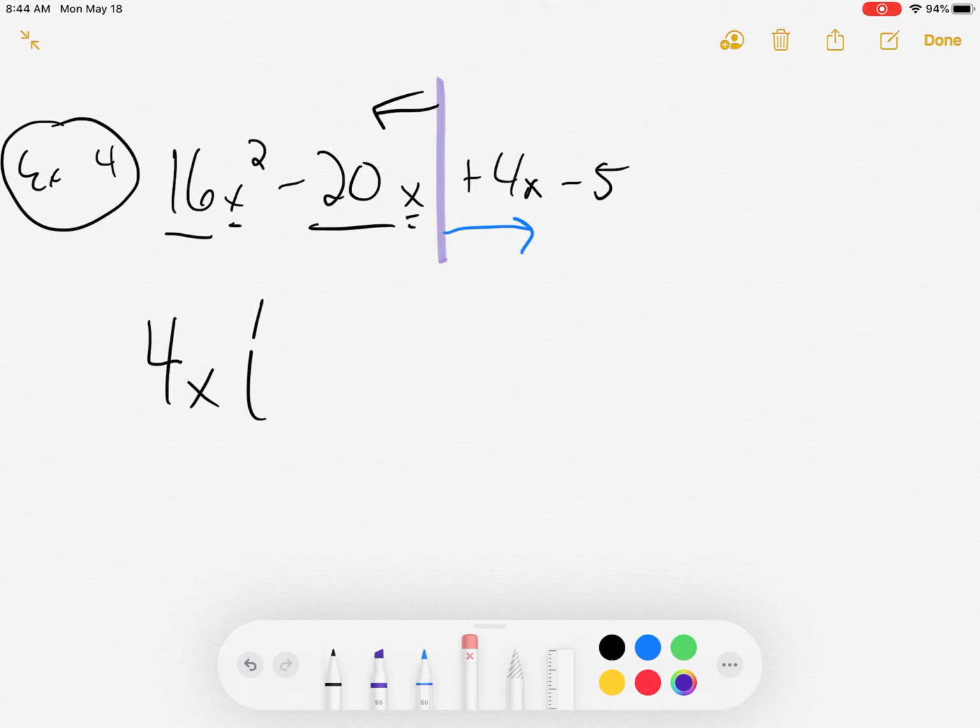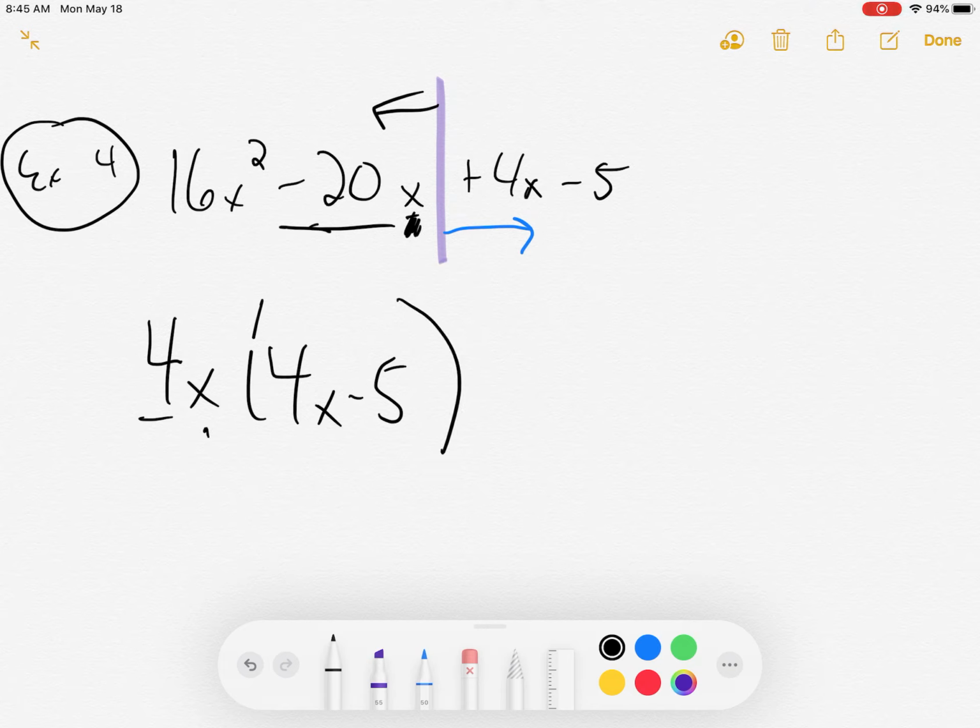I'm going to divide both of those terms by 4x. So, again, 16 divided by 4 is 4. x squared divided by x is x. Now I'm going to do the same thing on the right. Negative 20 divided by 4 is minus 5. X divided by x is, well, they cancel each other out. So I get 4x times 4x minus 5. And now let's do the right side.